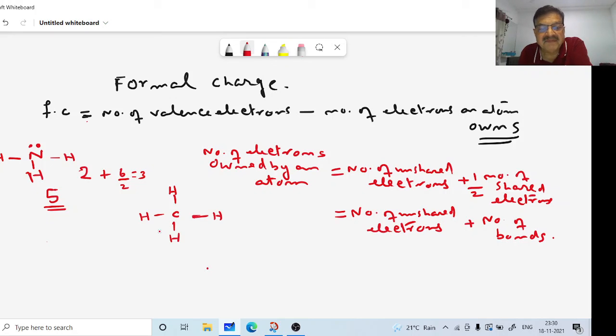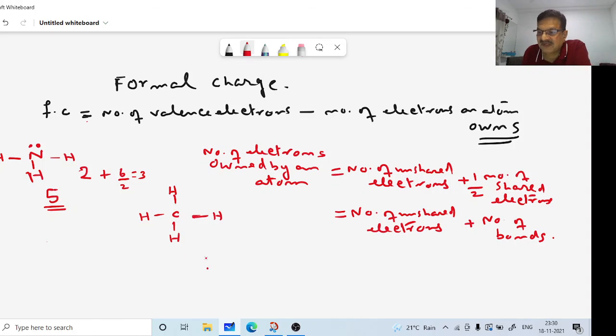So in the case of methane, we know that the 4 bonds are there. So carbon is sharing 8 electrons here, because 4 bonds shared electrons are 8 electrons, but carbon owns only 4 electrons. Half the number of shared electrons only belongs to carbon, the rest goes to hydrogen.